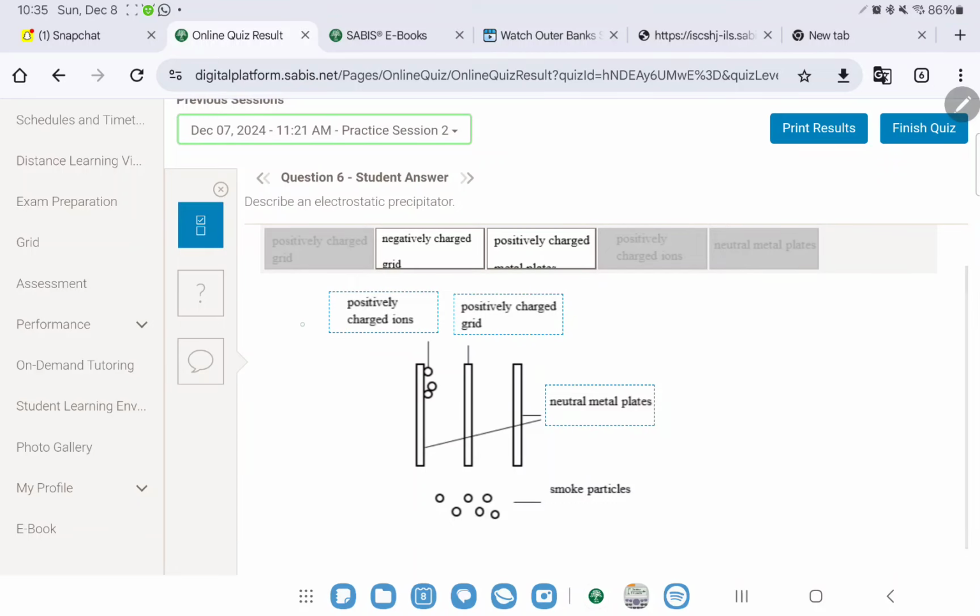Okay, so this is an electrostatic precipitator. This chapter, read it from the book. So this is a positively charged grid, and these are neutral metal plates. These are smoke particles. And we know that neutral conductors and neutral insulators attract all charges. Because they're neutral, they'll just attract anything that comes towards them. So positively charged ions.